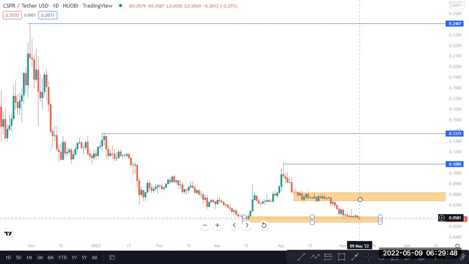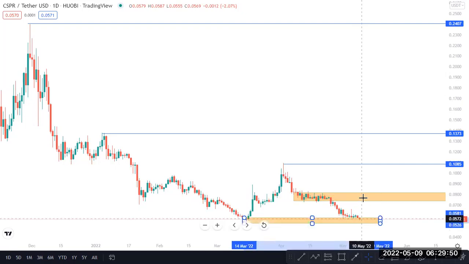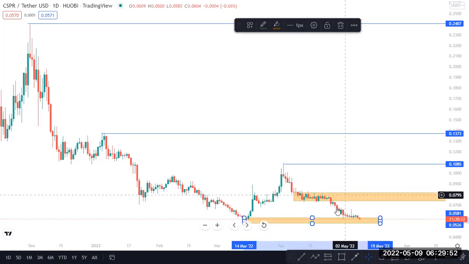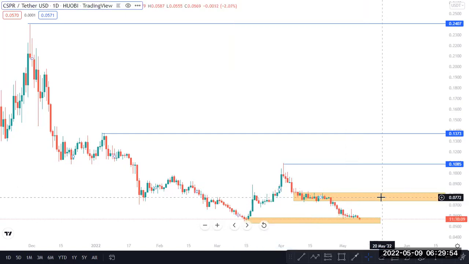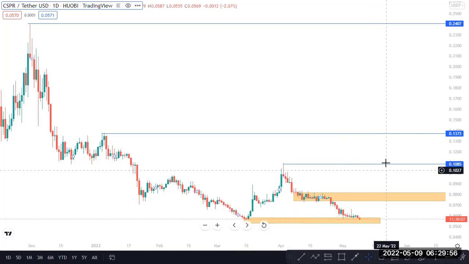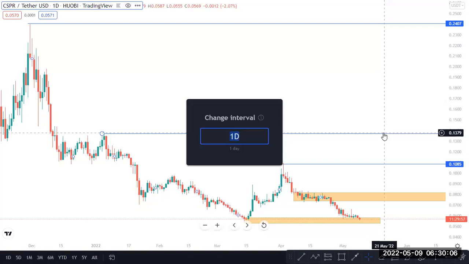Firstly, we will target this consolidation, because we want to see how it's going to react around this area. So if it breaks this area, then we're going up, and we target this one or hold until we see further rejections, okay? So that's what we're looking for currently on Casper. Right, let's see the hour time frame.